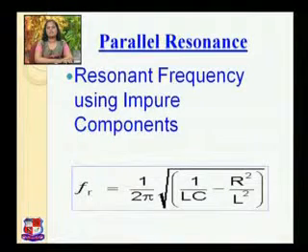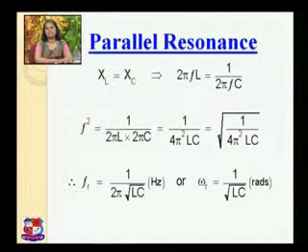Now, resonant frequency using impure components. So Fr is equal to 1 upon 2 pi under root of 1 upon LC minus R square by L square. If we are considering that we are having pure components, then our equation of Fr is like this.